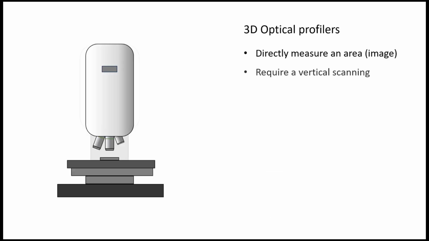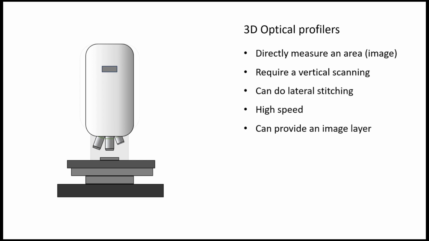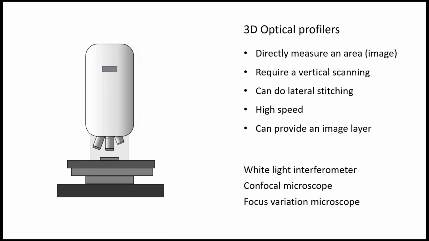Today, modern instruments do not touch the surface but see it. Optical profilometers use a camera combined with a specific optical setup to measure heights. The field of view depends on the selected objective, but typically ranges from a few hundred micrometers to a few millimeters. The dominant technologies are white light interferometry, confocal microscopy, and focus variation microscopy.